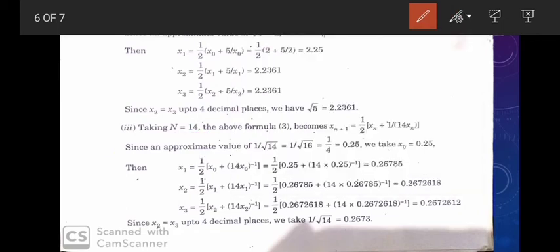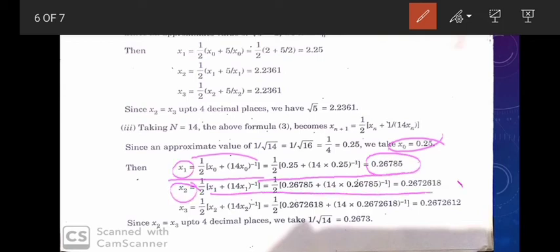So we will write x1 equals 1 by 2. According to the formula we will substitute the values, because x naught is 0.25. So we will substitute 0.25 and all the values. Then we will get x1 as this. Now again x2, we will get x2 as 0.267. Again if you find x3 by substituting all the values, then you will get this.